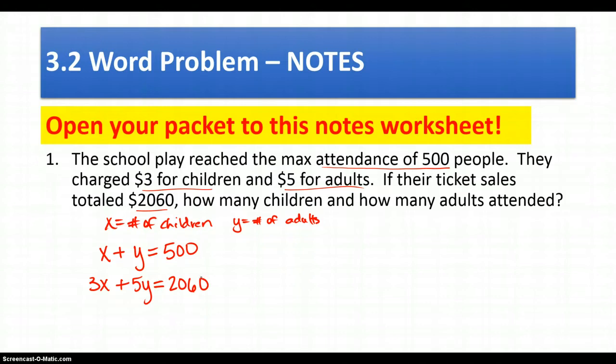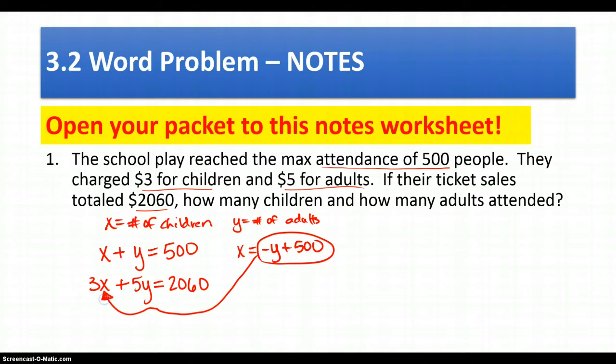$2,060. Now, over the last few days, we've spent time solving systems of equations, so you have a choice right now. You could solve by substitution or you could solve by elimination. I'm going to go ahead and solve by substitution. You might have picked elimination, and that's okay. So I'm going to rearrange. I'm going to solve this first equation for x. So if I subtract this y over, it would be x equals negative y plus 500. And I'm going to take this and put it in for x in my second equation.